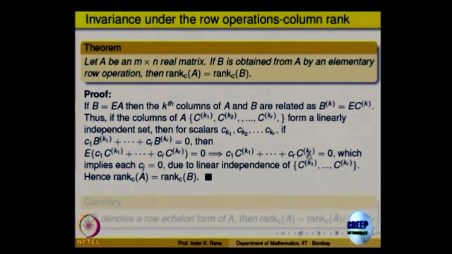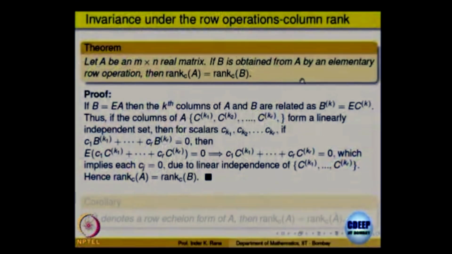That means all the scalars C1, C2, ..., Cr must be 0. So what we have shown is if C1 Bk1 + ... + Cr Bkr is 0, then all are 0, provided the original ones were linearly independent. So this is a proof by saying that if you start with some collection of linearly independent columns of A and transform them by elementary row operations, the transformed corresponding columns still remain linearly independent.